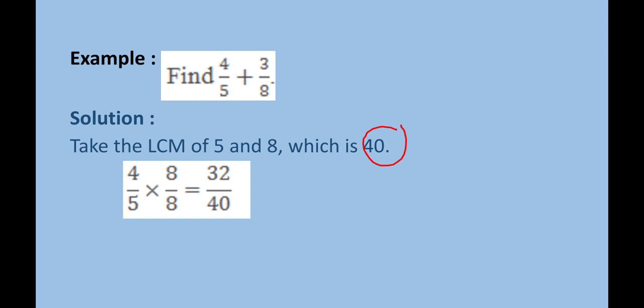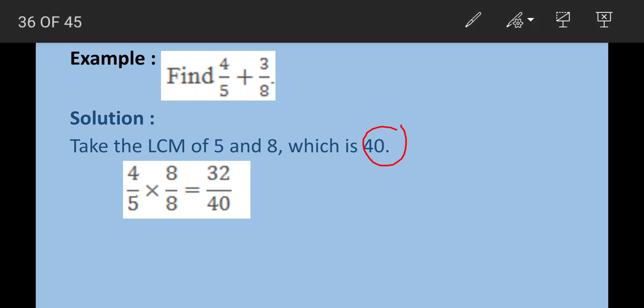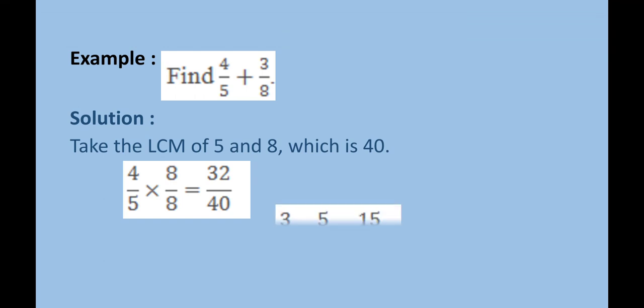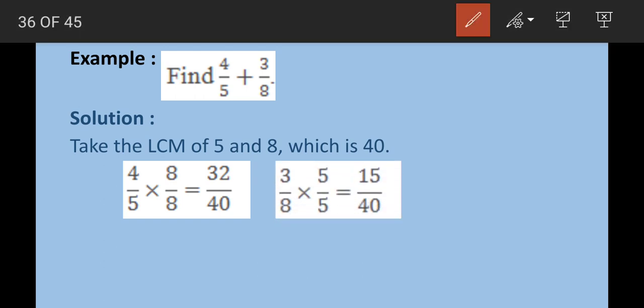The equivalent fraction of 4 by 5: we have to convert this denominator to 40. So here I have multiplied 5 by 8 to get 40, so we have to multiply the same number in the numerator also. So 4 times 8 is 32. Clear?